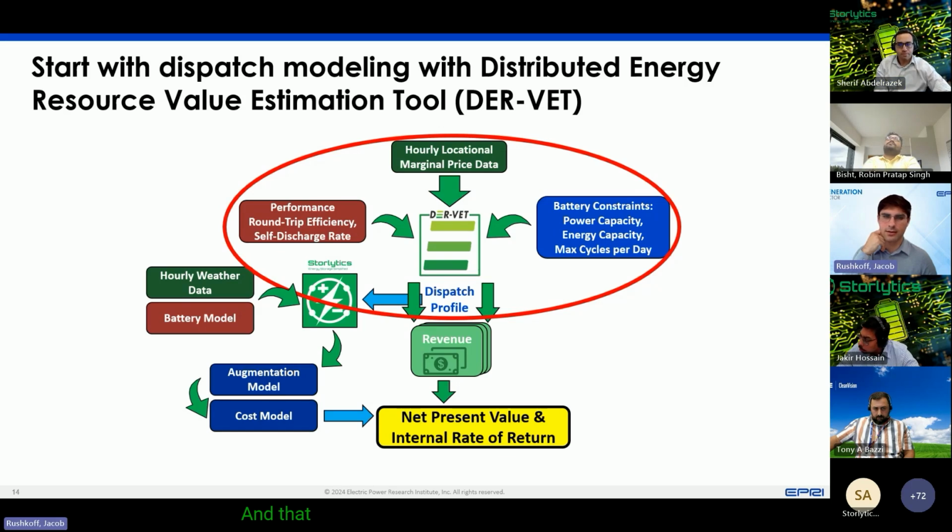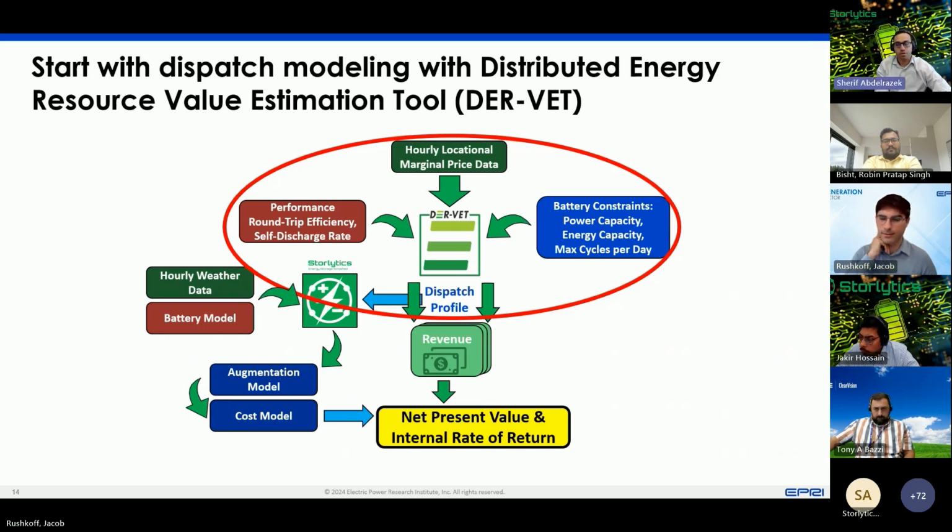And that dispatch profile, that's something that we're going to be studying as well, essentially how much you're going to allow the system to cycle in a given year, because that is going to deeply impact degradation, but it's also going to impact how much additional revenue you can gain.